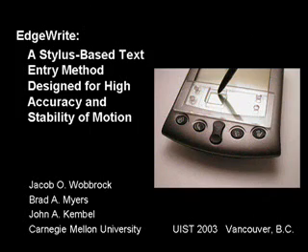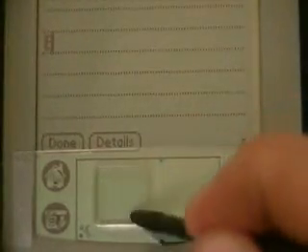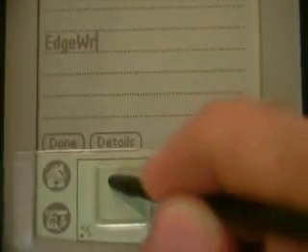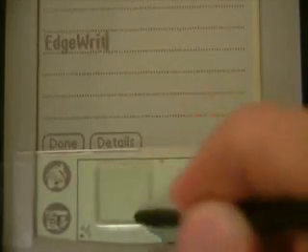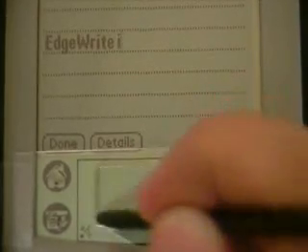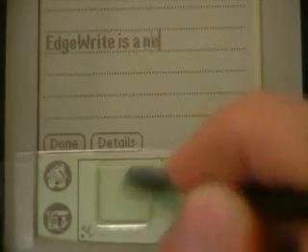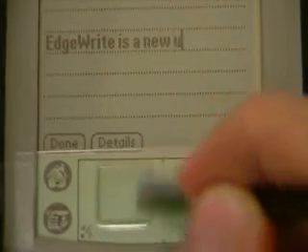EdgeWrite is a new text entry technique designed for high accuracy and stability of motion. EdgeWrite is a unistroke alphabet, much like graffiti. However, unlike other unistroke alphabets, EdgeWrite recognizes strokes simply by observing the order in which corners are hit within the square hole of the plastic overlay. Thus, all characters in the EdgeWrite alphabet are defined simply by a corner sequence, which allows for very high recognition rates.